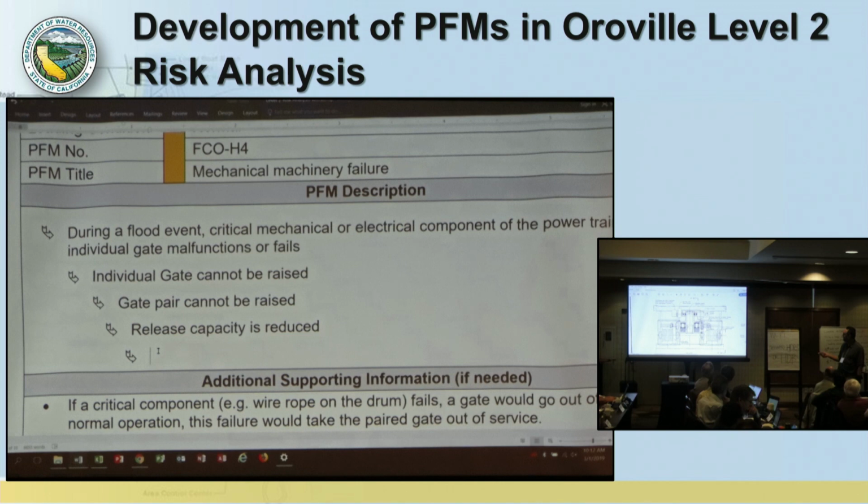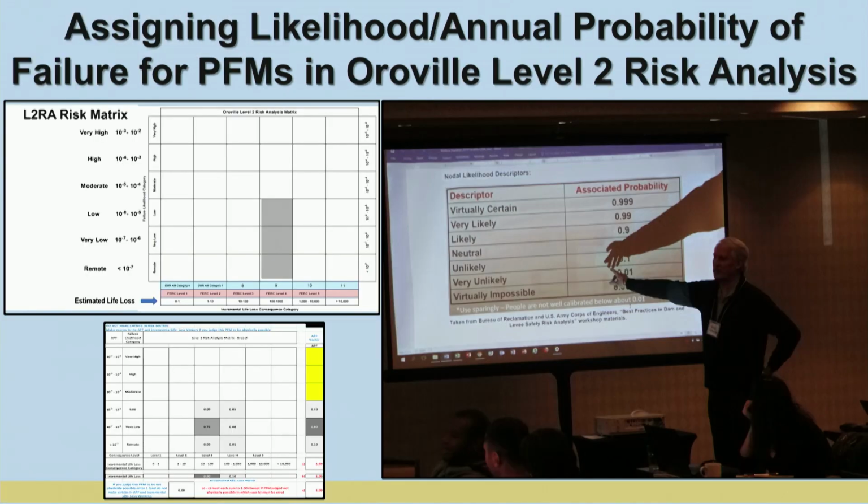This particular one has to do with a potential failure of the mechanical system that lifts the gates. And during this process, the components are reviewed in detail. In the lower photograph there, you can barely see an outline of part of the hoisting mechanism. And the likelihoods are then estimated and the consequences are done using guidance from the FERC.